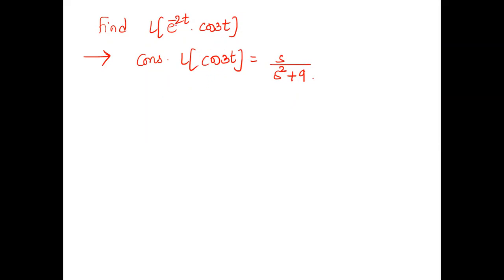Cos 3t done. On that cos, e is multiplied, which means we have to apply first shift there. So by first shift.